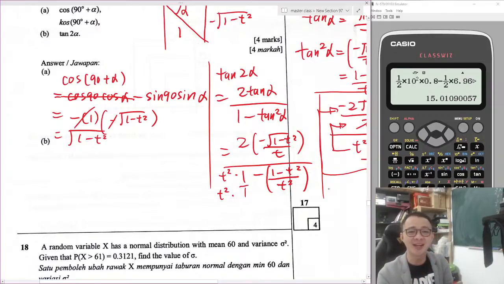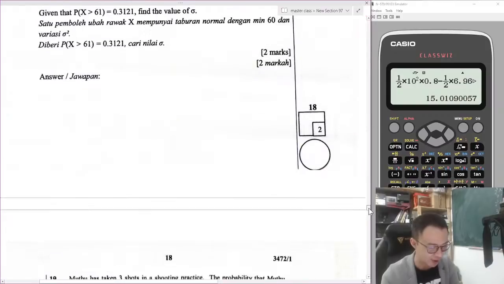You can use sine 2 alpha over cos 2 alpha, but then you need to apply the sine 2 alpha formula and the cos 2 alpha formula. So I don't think changing to sine 2 alpha and cos 2 alpha will be faster, but you will definitely get the same answer. Okay, so let's move on to the next one.